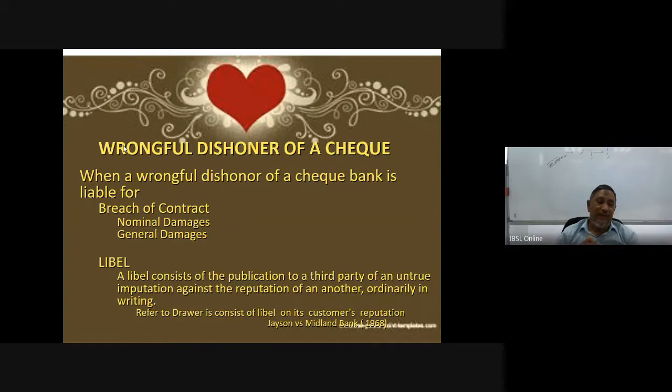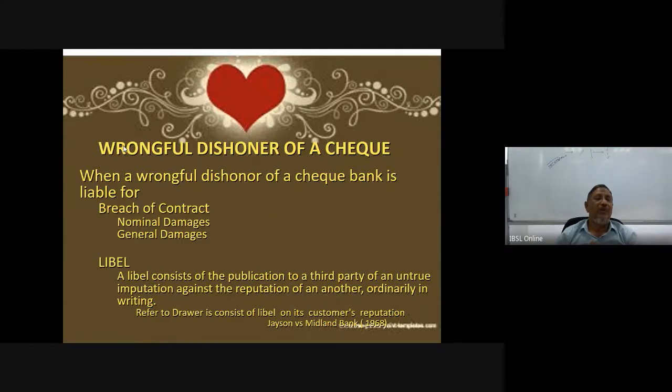You may return a check, but due to the return, the customer has not had any big loss. The check has been returned, but there is no big loss that happened to the customer. Then, if an action is filed, the court may decide to give nominal damages.